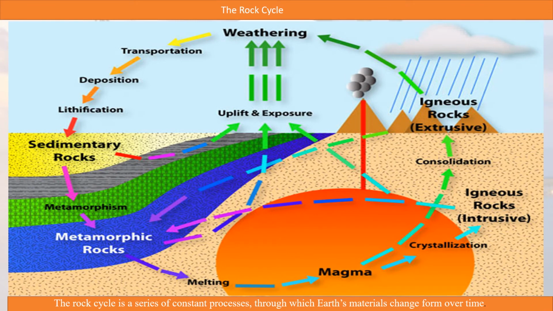Rock cycle. In order to better understand rocks, we need to look at the rock cycle. The rock cycle is a series of constant processes through which Earth's materials change form over time. As we've learned, there are 3 types of rock: igneous, sedimentary, and metamorphic. These different types of rock can be transformed into one another.